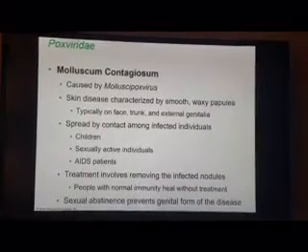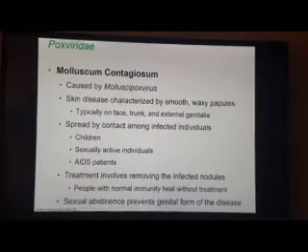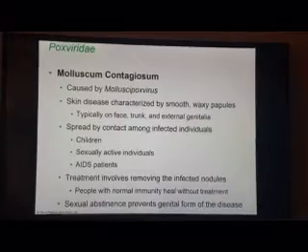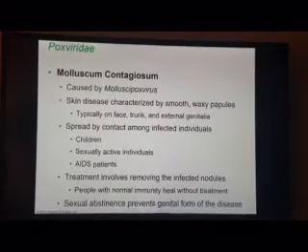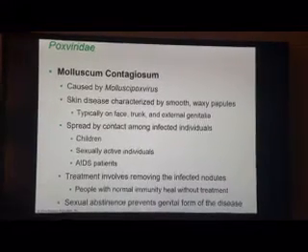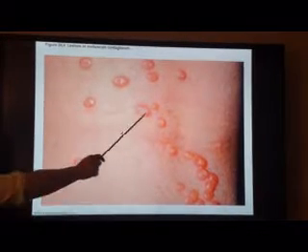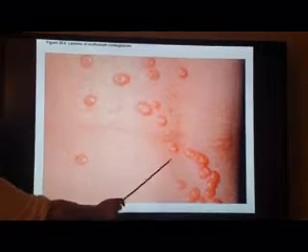Sexual abstinence is the only prevention for the genital form of the disease. Condoms do not protect against the virus. It can be spread from and to areas not covered by the condom. These are the lesions of molluscum contagiosum. They cause pearly white, light pink, tumor-like lesions.